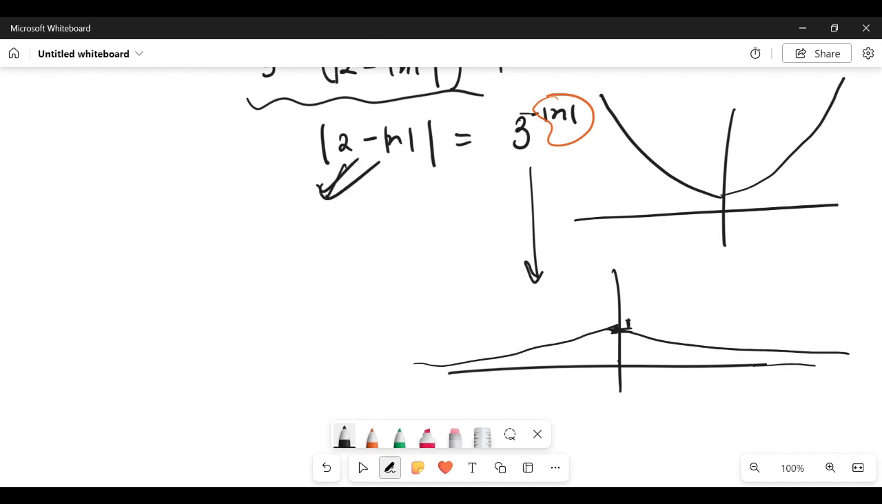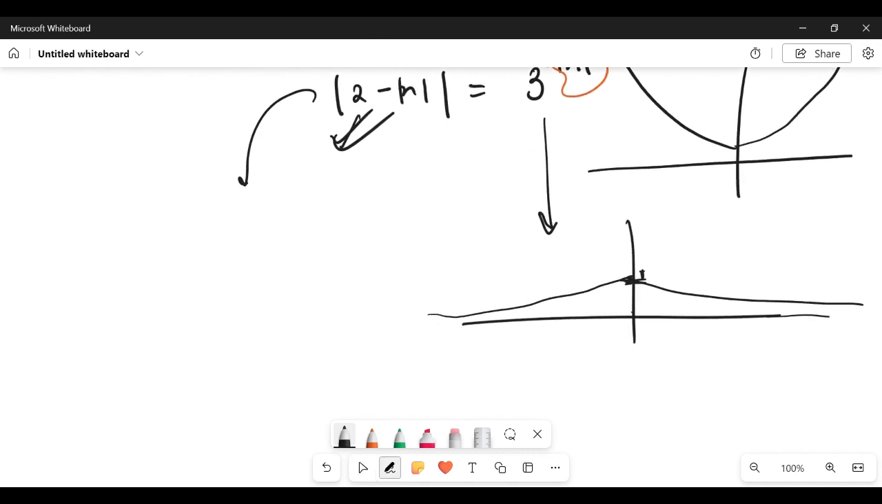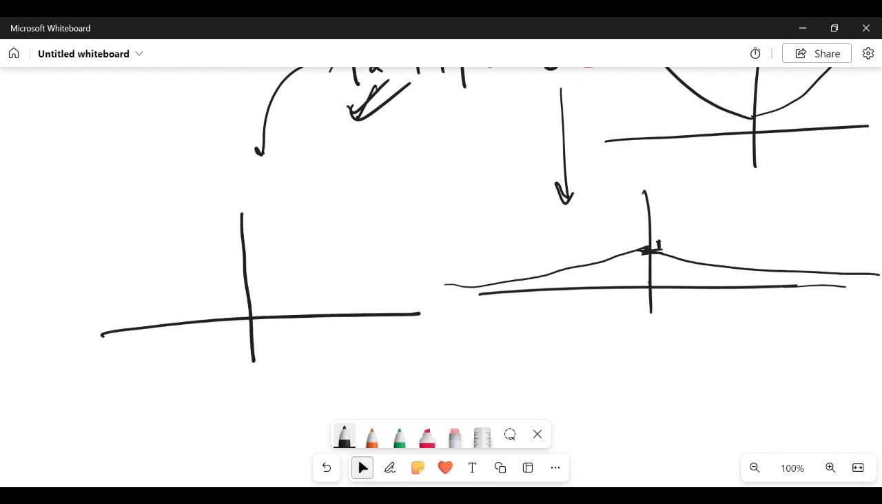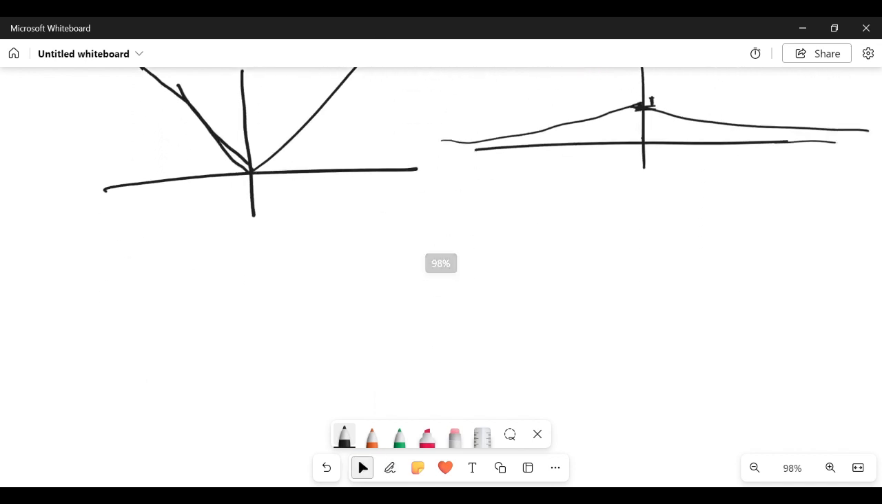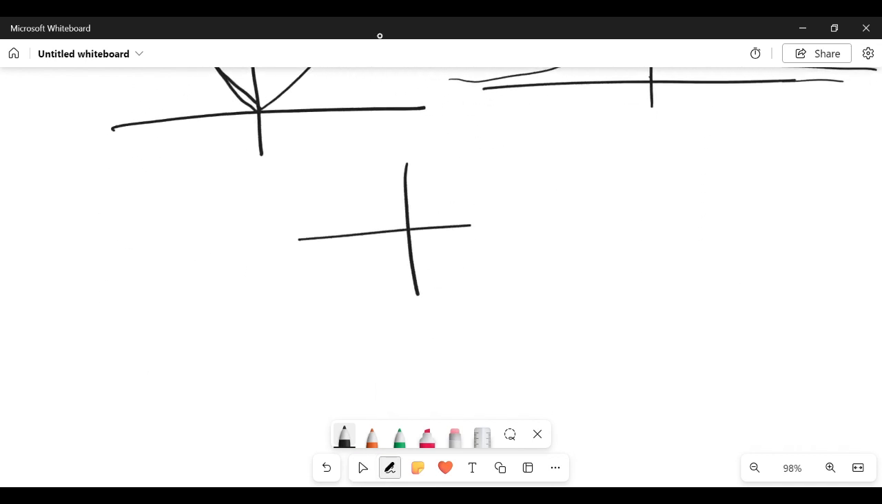What about the graph of this thing? You can make it very easily. I'll show you the trick. First let's make the graph of mod of x. It looks like this, right? Now you have to make the graph of minus of mod x. First we make the graph of this, then we make the graph of this. So minus of mod of x, you simply make this.